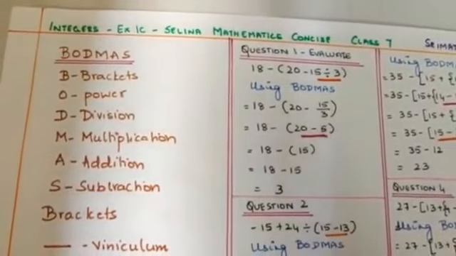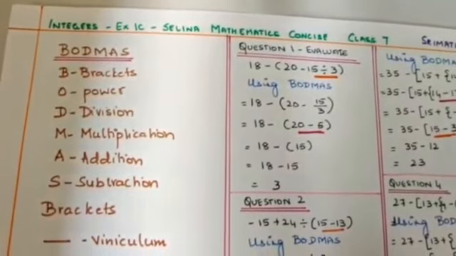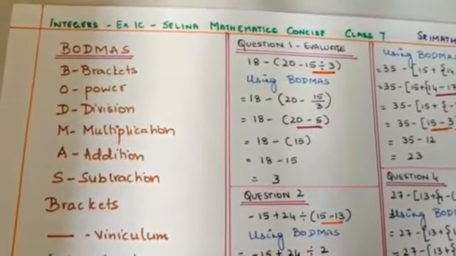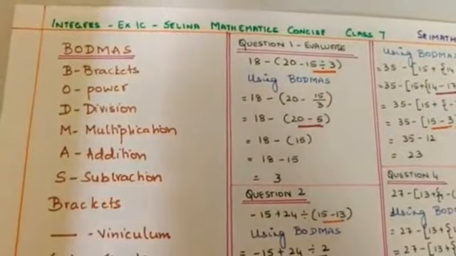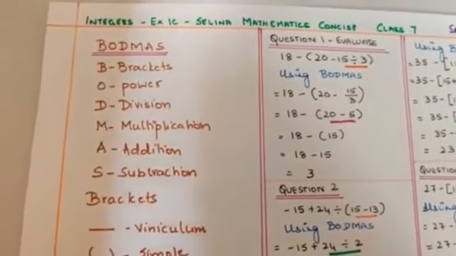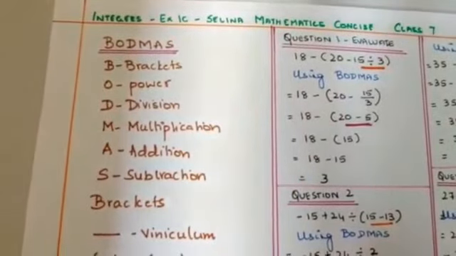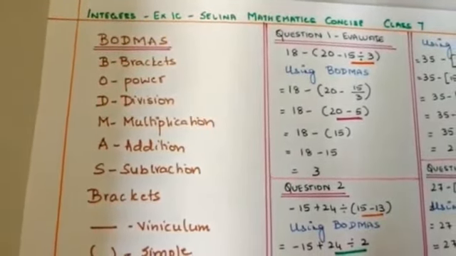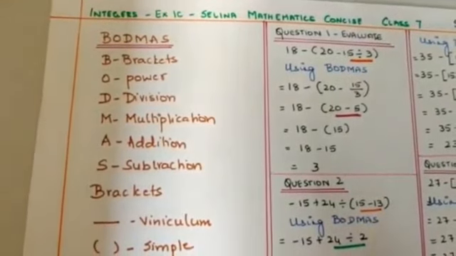Alright, this exercise is basically using the concepts of BODMAS, and it's pretty easy if you follow the rules of BODMAS. Before we start with the exercise, I will give you the concepts of BODMAS. What is BODMAS? Brackets, power, division, multiplication, addition, subtraction. I've already explained this concept in the previous exercise.